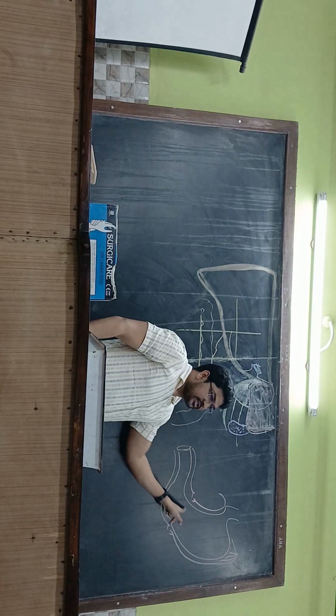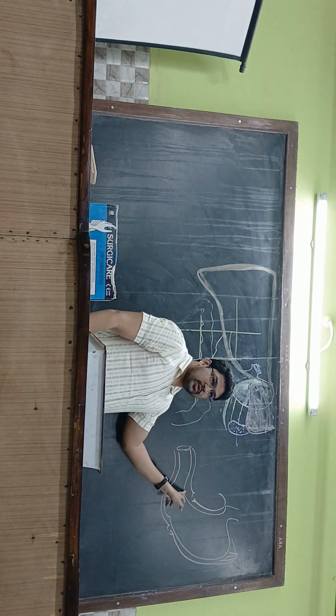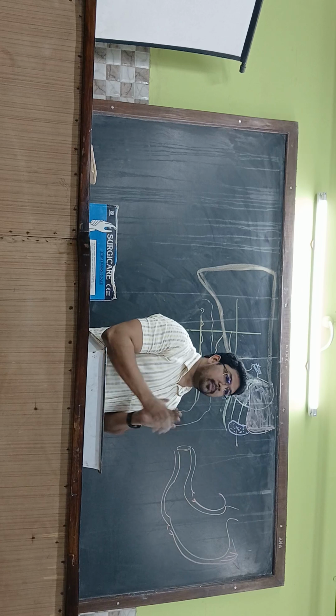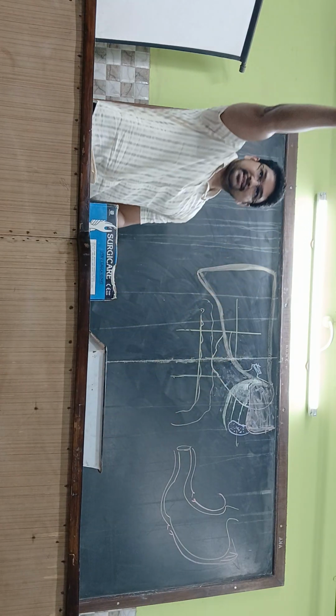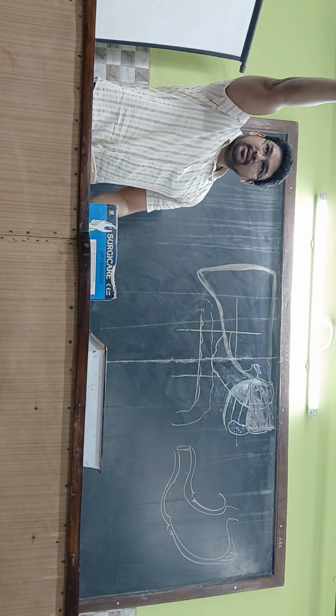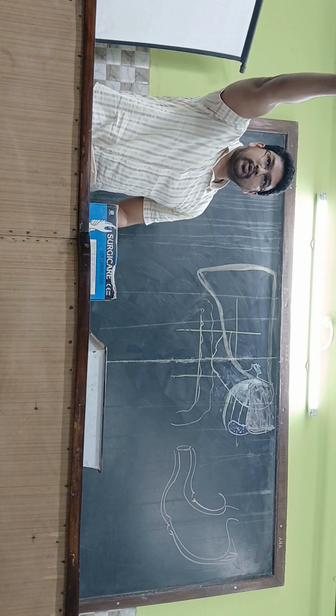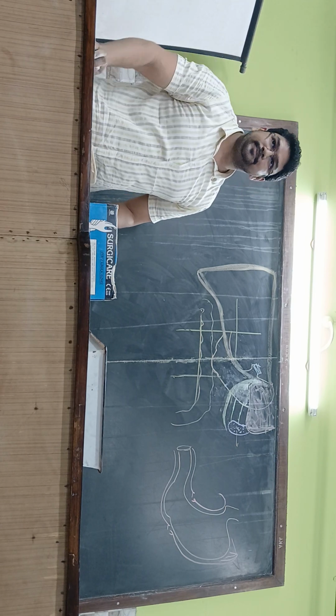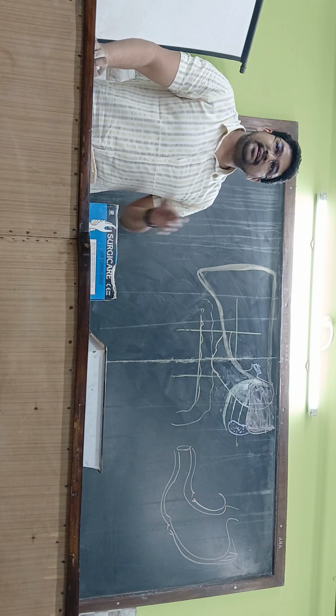Towards the lesser curvature of the stomach, there are two arteries anastomosing within the lesser omentum of the stomach. Is it not? What does omentum mean? Fold of peritoneum? It's okay. We can call it mesocolon also now. Why is it omentum? Why is it termed as omentum?